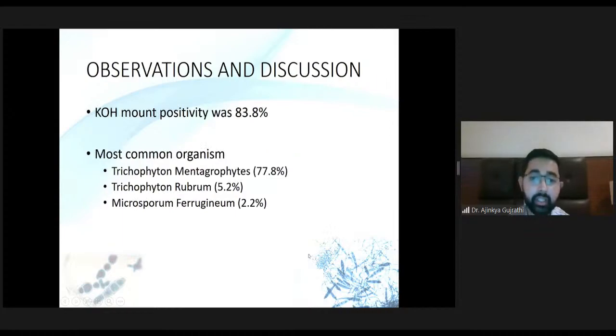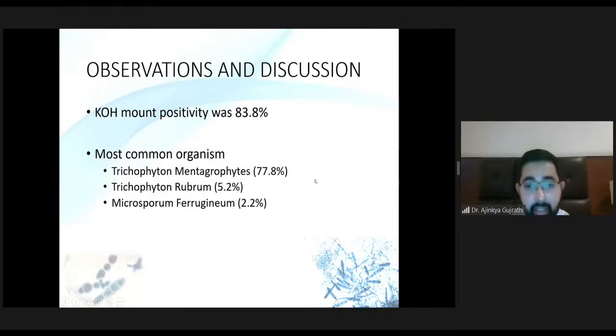When it came to mycological examination, we found that KOH positivity was 83.8%. This is actually higher than what we usually see with other studies. This could be because of the recurrent nature of the disease. When it came to species identification, Trichophyton mentagrophytes was the most common, followed by Trichophyton rubrum and Microsporum ferrugineum.